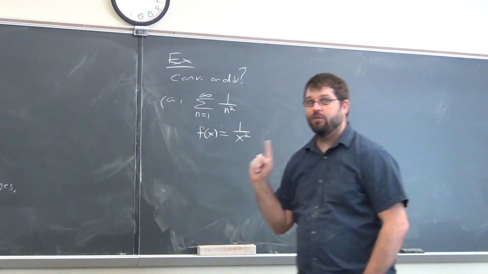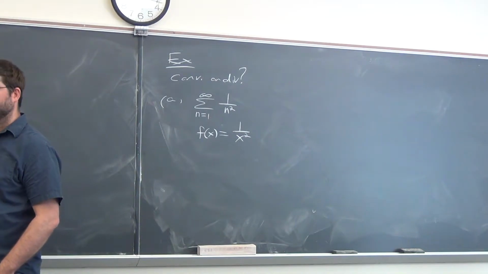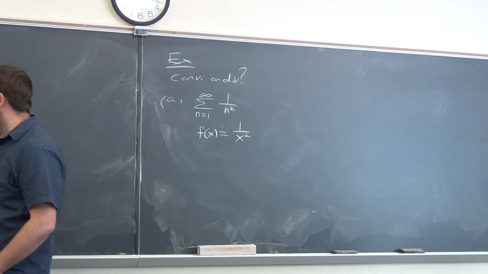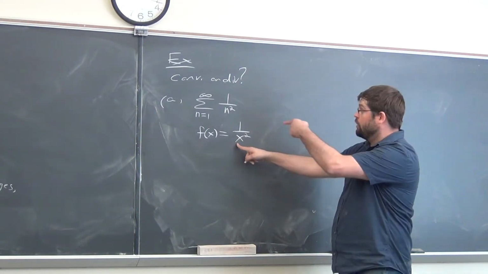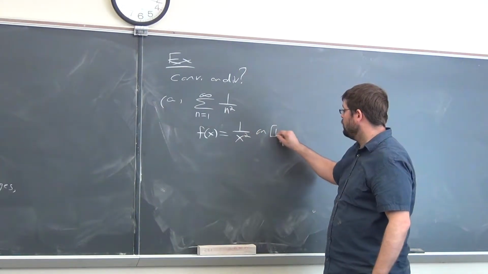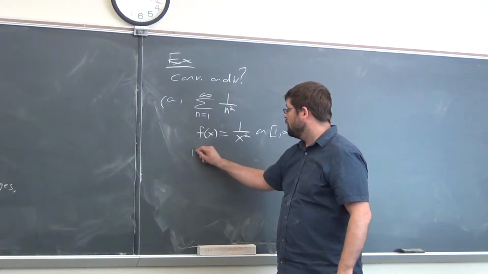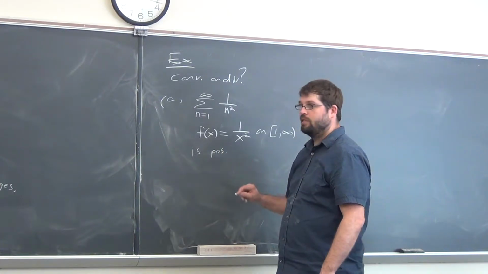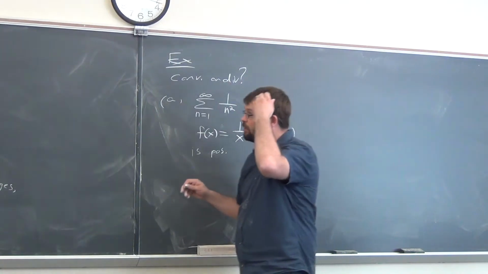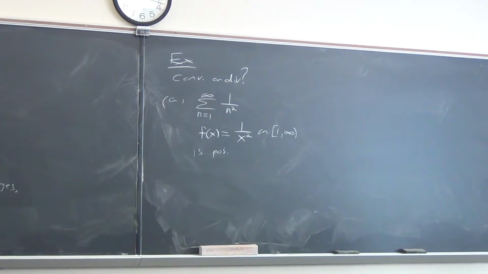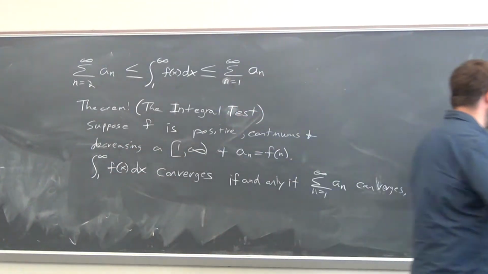So now we have to confirm that these conditions are met, okay? Most of the time there's no work to be done. Is this a positive function? Yes, right? And I'll say on 1 to infinity. Is this positive? Yes. So it is positive. You don't really have to show anything unless it's messy. The only place where it's going to be messy is sometimes the decreasing isn't obvious, and so you have to do a little bit of work to show it's decreasing, but we'll talk about that in a minute.